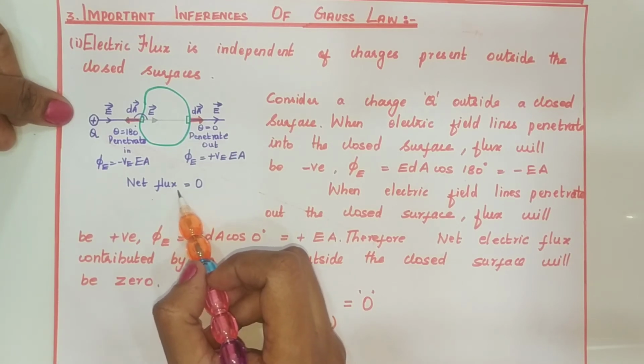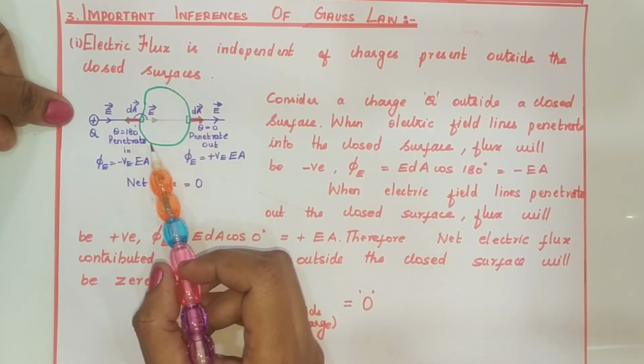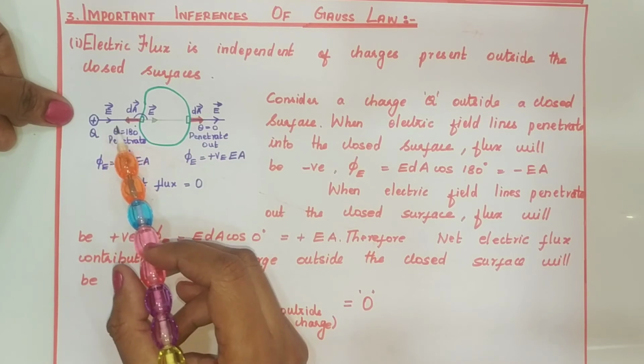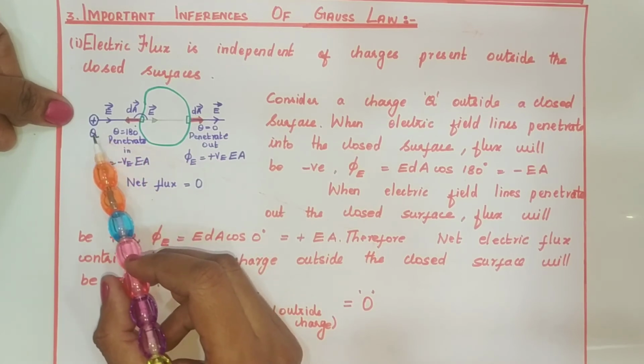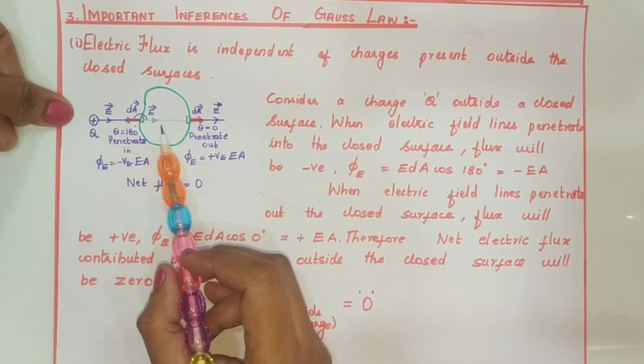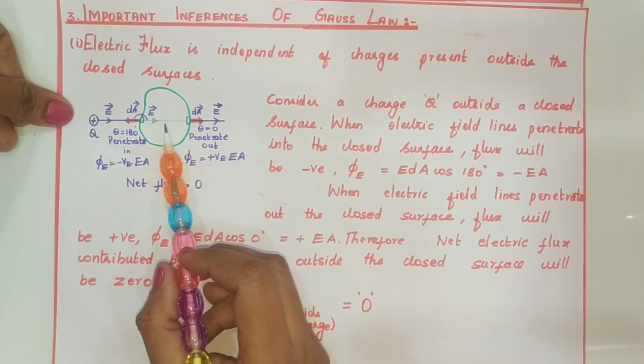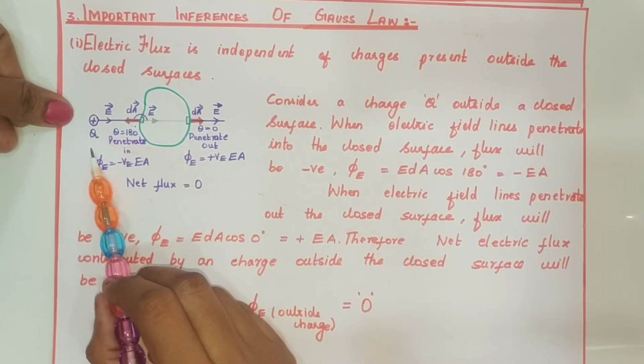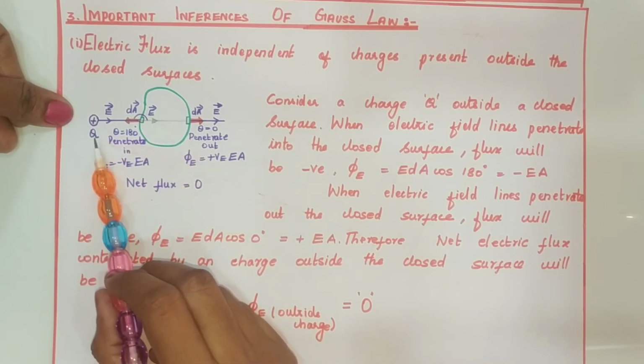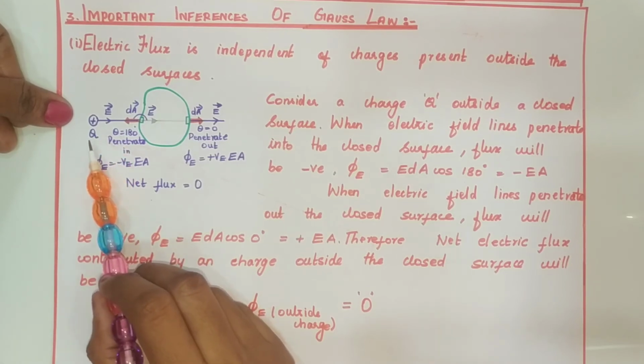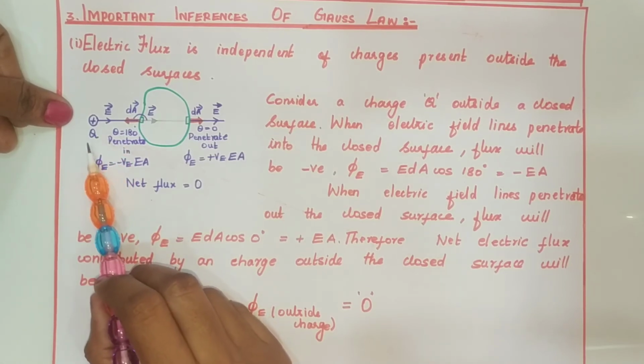So what we learned from here, the electric flux is independent of the charges that are present outside the closed surface, and Gauss law says only about the charges that are present inside and not on the outside. So according to Gauss law, the electric flux is independent of the charges present outside the closed surface.